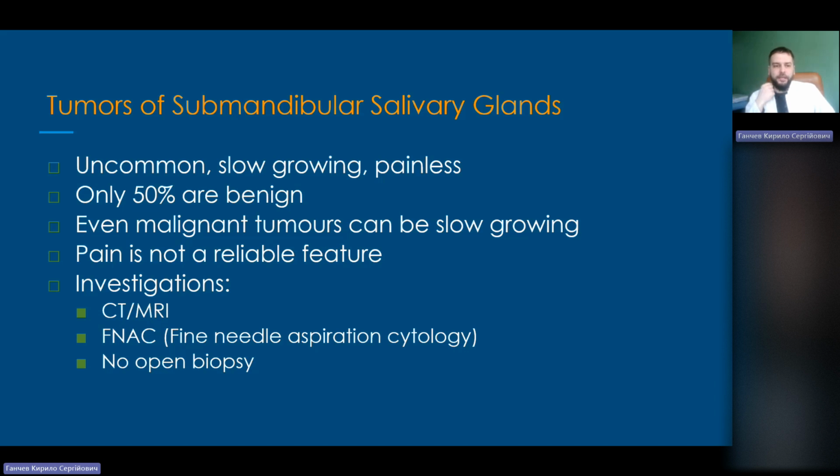Okay, only 50% are benign. Even malignant tumors can be slow growing. Pain is not a reliable feature. And we have to do some investigation: MRI or computer tomography and fine needle aspiration cytology, and no open biopsy. Of course, you're not going to do that, but still, you have to know what exactly that problem should be resolved.